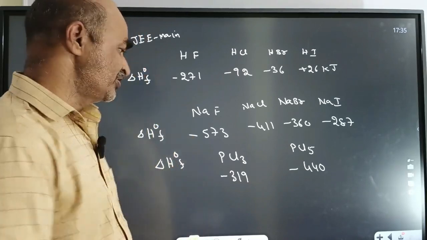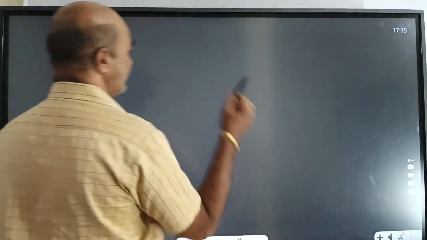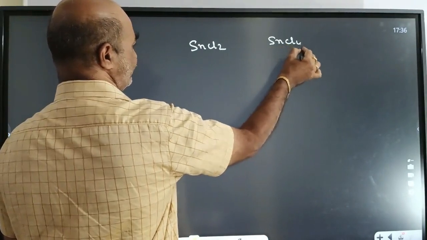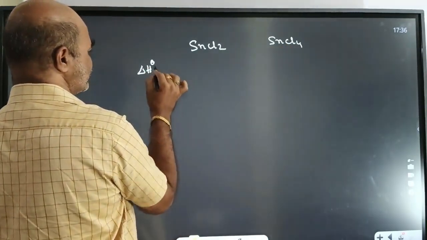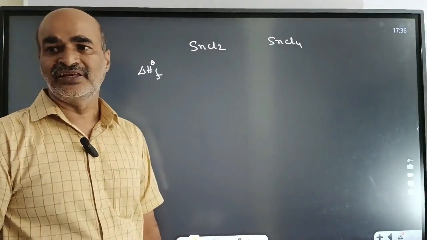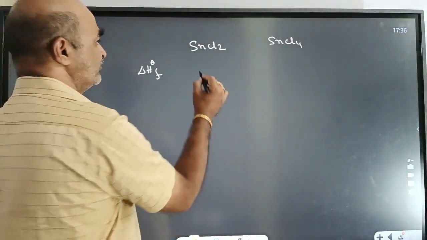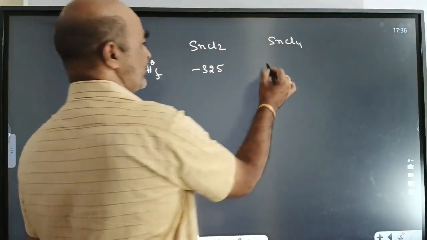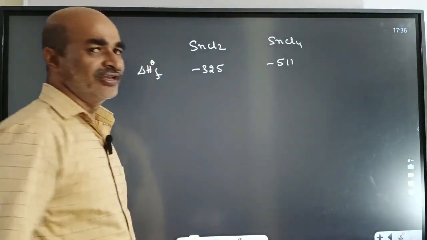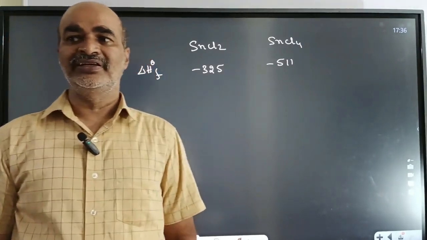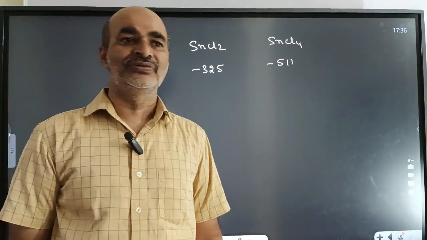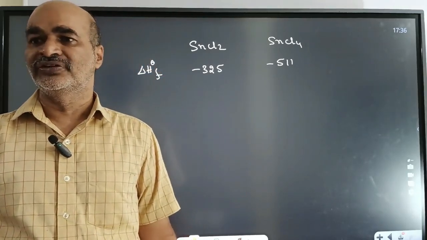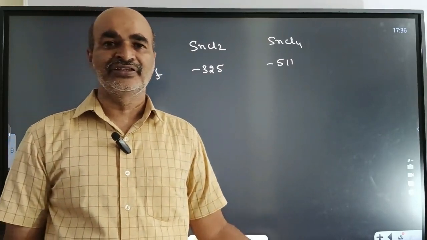Similarly, enthalpy of formation of SnCl2 and SnCl4. SnCl2 is minus 325, and SnCl4 is minus 511 kilojoules. So thermodynamically SnCl4 is more stable than SnCl2.